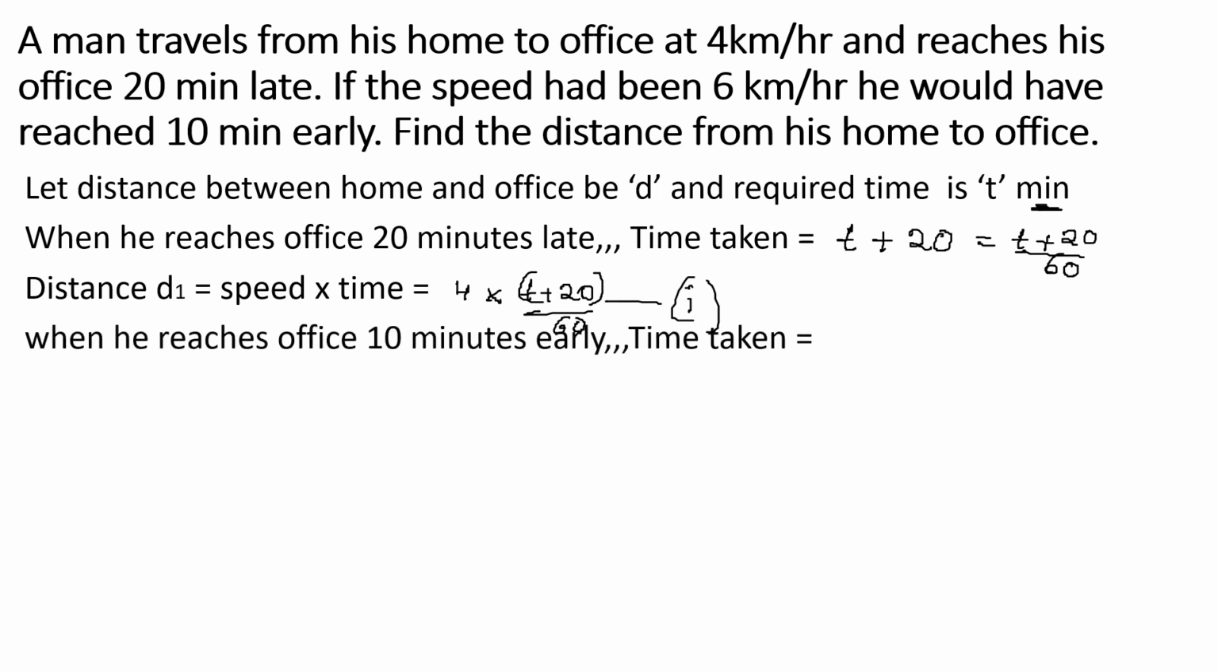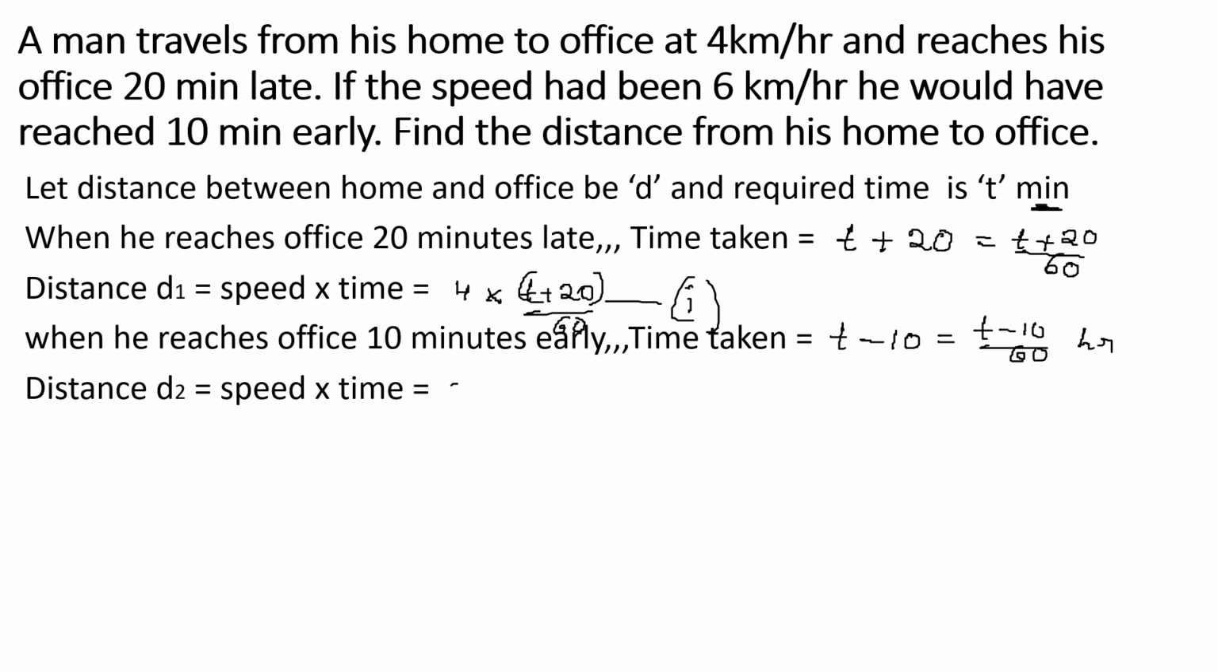When he reaches the office 10 minutes early, then time taken will be, see, required time is T. 10 minutes early means he will take 10 minutes less. So T minus 10, this is in terms of minutes. So T minus 10 divided by 60 hours. This is hours. So distance, we'll take it as D2, speed into time. Second case speed was 6 kilometer per hour into (T minus 10) divided by 60.